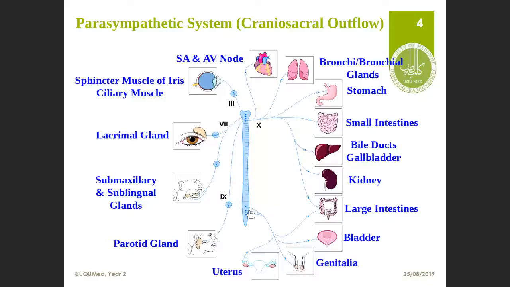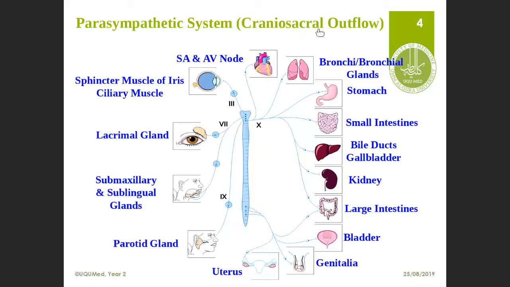Sacral spinal cord nerves, three: S2, S3, and S4. These nerves supply the large intestine, bladder, genitalia in females, and uterus in the females. So if you see, the parasympathetic has the craniosacral outflow.